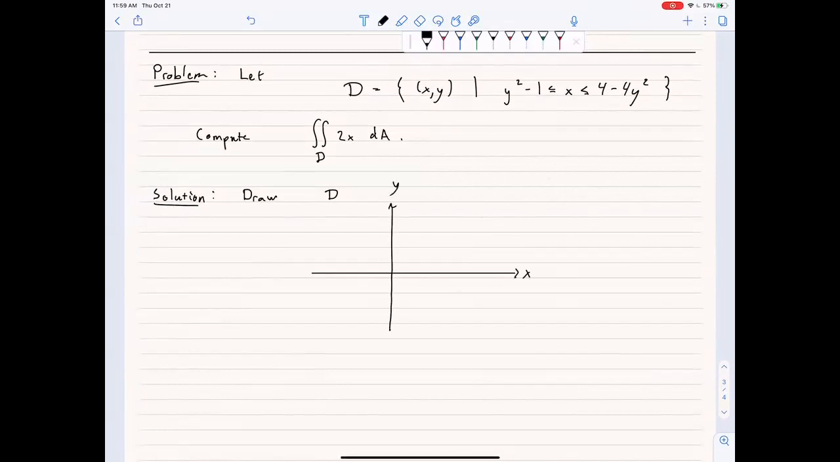And again, when I want to find a domain and it's expressed in terms of these inequalities, what I'll do is I'll take one of the inequalities and I'll set it to an equality. And that will give me at least part of a boundary of my domain. Not always, but if it's set up normally, it will give me part of the boundary.